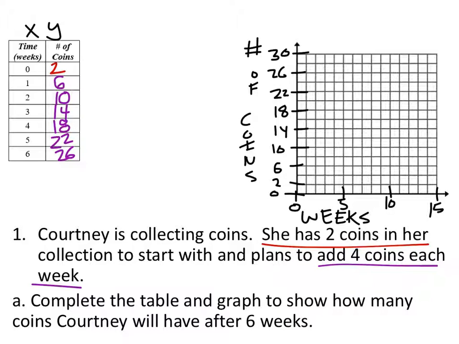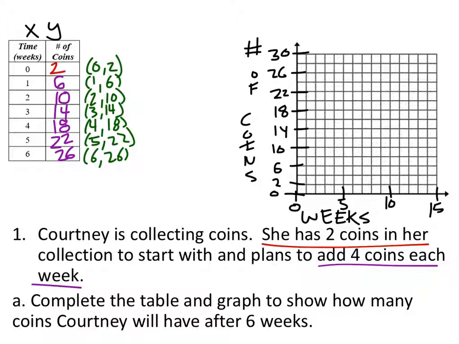And from here, we're just going to graph all of these from the table as ordered pairs. So this is x value 0, y value 2, x value is 1, y value 6, and so forth. So putting these all on the graph, at 0 weeks, there was 2 coins. That would be this point here.